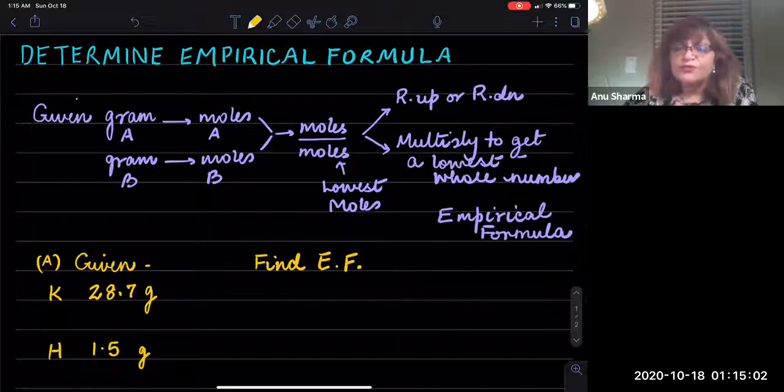First, we're going to take the grams of each of the components and convert them to moles. Next, we're going to look at the mole to mole ratio. We're going to take the lowest moles and divide that by the moles of each of the components. Now, in order to get the moles with a whole number, we need to either round up or round down if it is needed, or multiply to get the lowest whole number ratio. Once we have the lowest whole number ratios, we are going to write it in the empirical formula. So really there are like 3 steps or maybe just 2 steps to do this problem. So let's look at this.